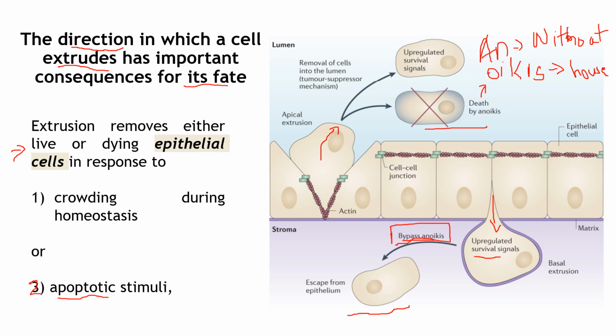Okay, so this is the first figure. In the previous paper, we just talked about whether the cells go up or down, whether they go apically or basally. And here we will talk about what happens with the cell biology.